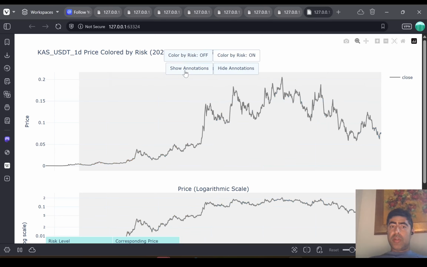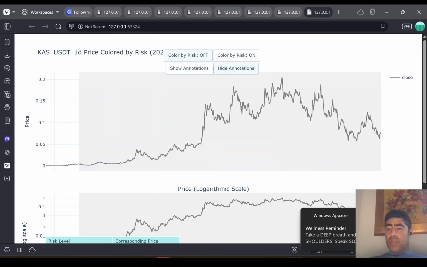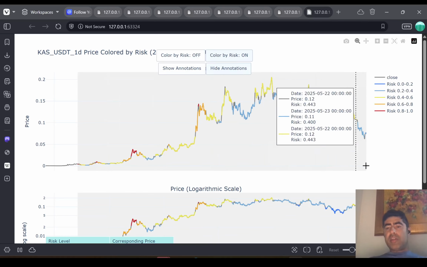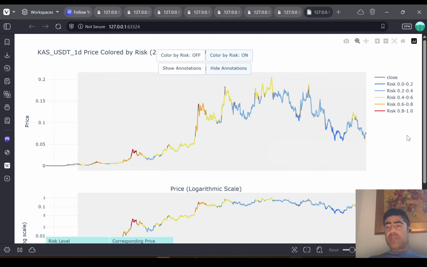So let me show you here. And you guys have seen this before, here's the price of Kaspa. And what we can do is turn on the risk metric, turn on the Power Amplitude Index, and you can see that it colors it according to different risks here. So it assigns it a number from 0 to 1 for every single point on the graph. And the closer it is to 0, the bluer it is. The closer it is to 1, the redder it is. Blue means it's a good time to buy, and red means it's a good time to consider selling.